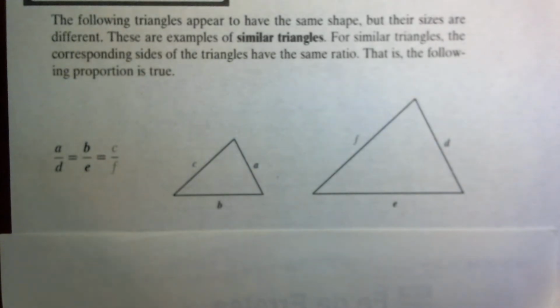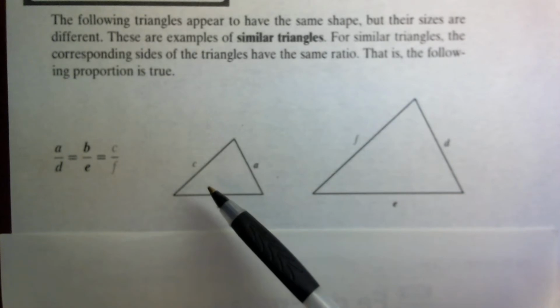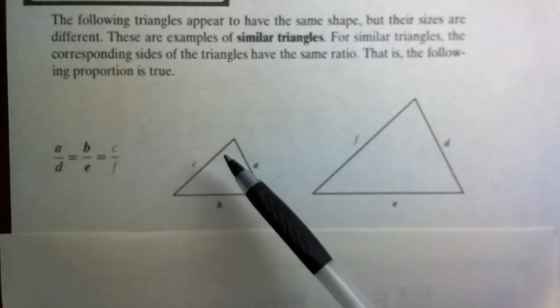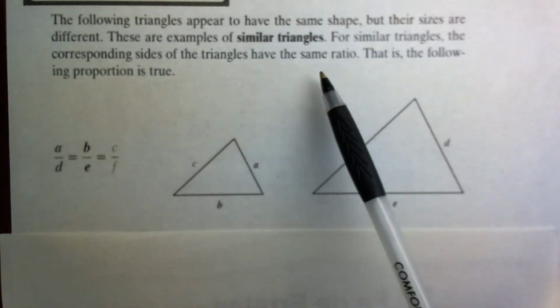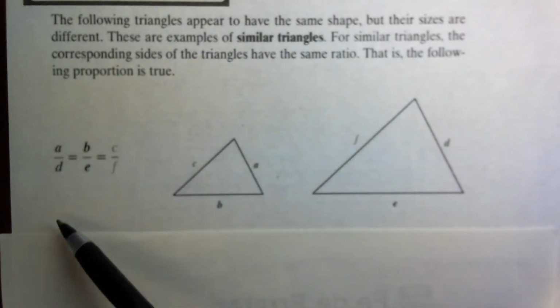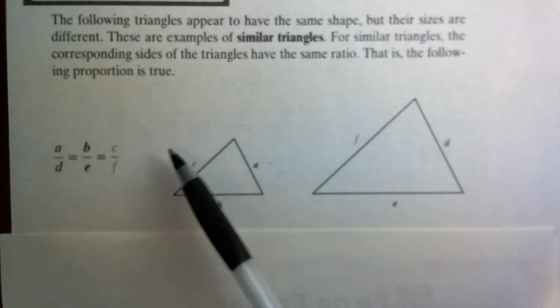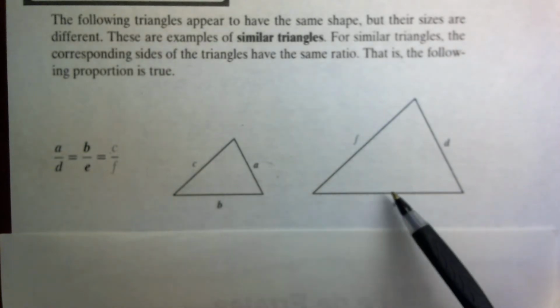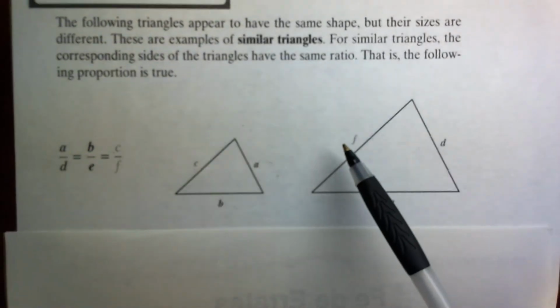First, let's look at what's meant by similar triangles. When triangles have the same shape but are of different sizes, then we can say that the corresponding sides of the triangles have the same ratio. That is, the following proportion is true: A to D, these are the similar sides, equals B to E, the hypotenuse in this case, equals C to F.